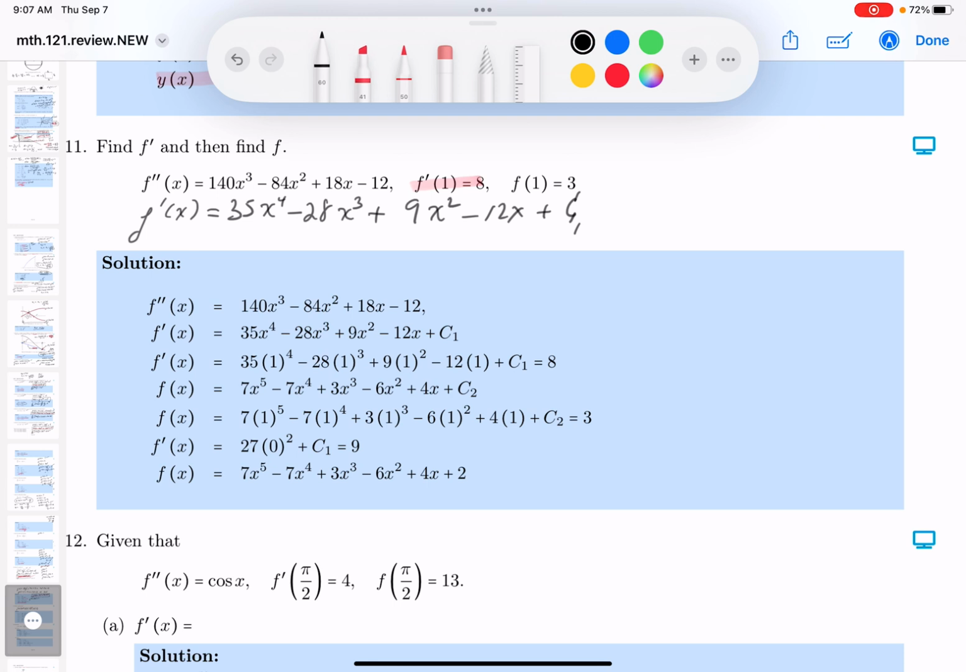Let's write that down. So f prime at 1 is equal to 8. What do you get? 35 minus 28 plus 9 minus 12 plus C1. You're going to get 8 equals, let's take a look and be careful about it. 35 minus 28 is going to be 7. 7 and 9 is 16. 16 minus 12 is 4. All right, do you know what C1 is? It's 4.